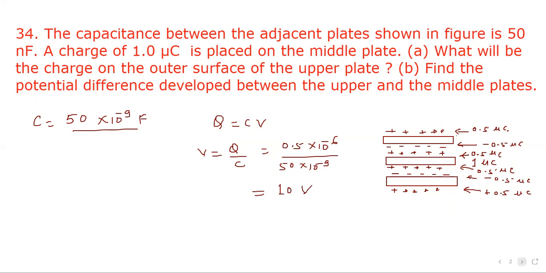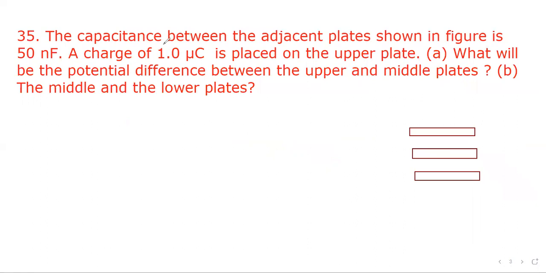Now consider the next question. The capacitance between the adjacent plates shown in the figure is 50 nanofarad. C is given 50 into 10 to the power minus 9 farad. A charge of 1 microcoulomb is placed on the upper plate. Here charge is given 1 microcoulomb.